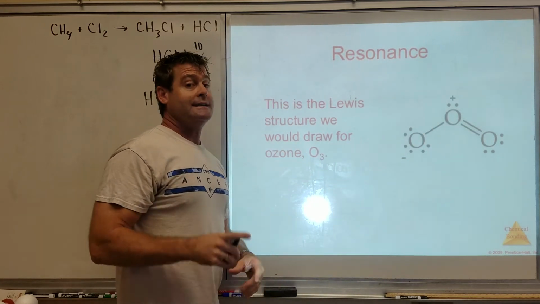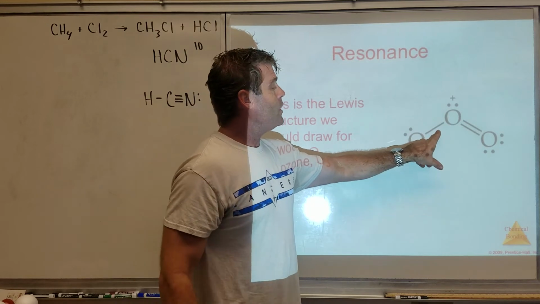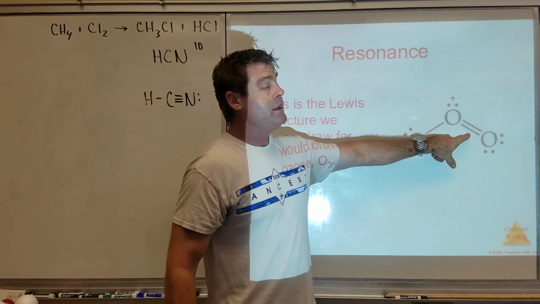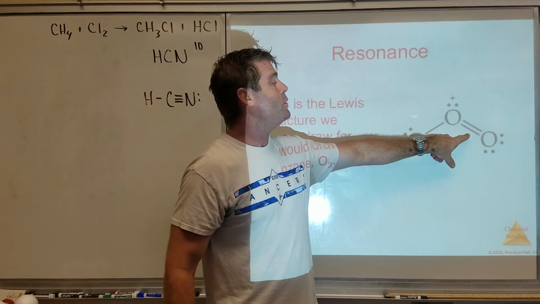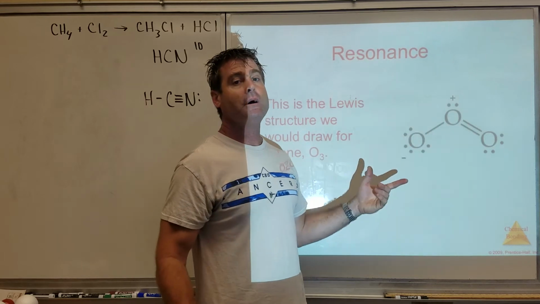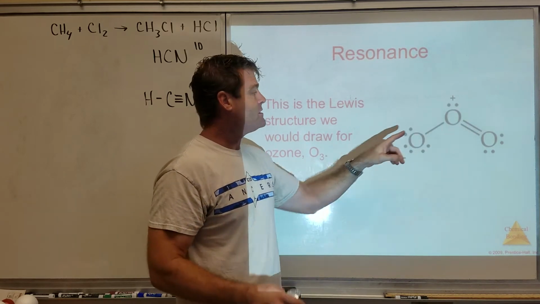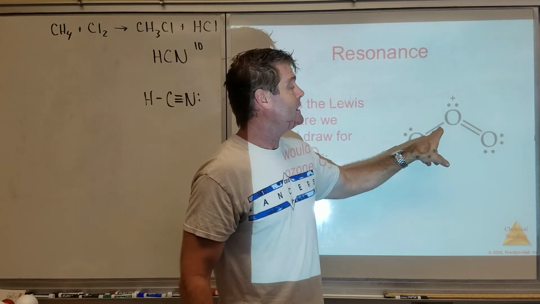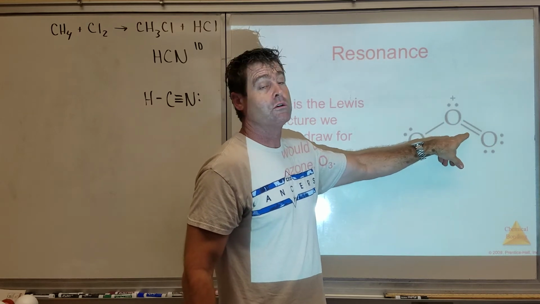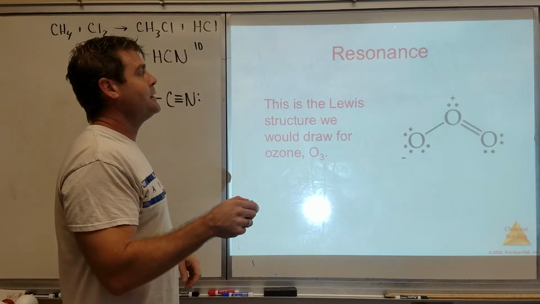So what you find, in actuality, is that you don't find one longer single bond and a shorter double bond. What you actually find is two bonds of the same length that are somewhere in between a longer single bond length and a shorter double bond length. So what's happening is what we would call resonance.